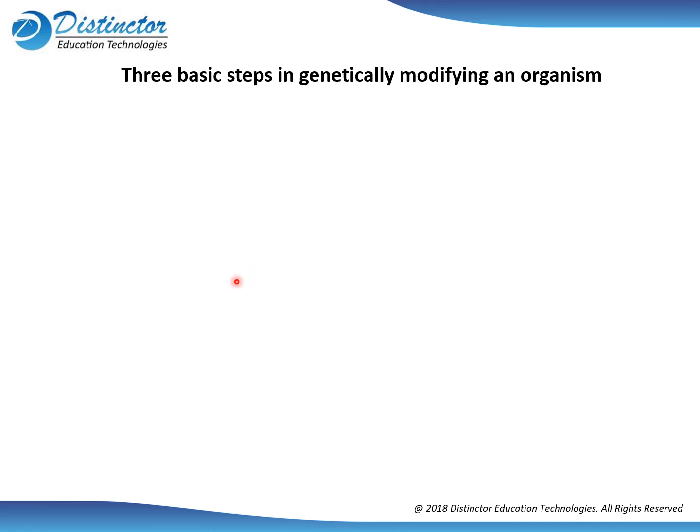So what are the three basic steps used in genetically modifying an organism? The first is identification of a DNA with the desirable gene. This is the first and foremost step, because we need to identify the DNA which has a desirable gene, that is our gene of interest. It is also called a gene of interest.